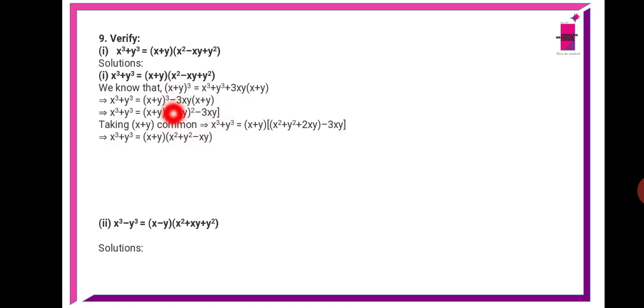Now if you expand x plus y whole square, you will get x square plus y square plus 2xy. So plus 2xy minus 3xy gives you minus xy. So x cube plus y cube can be verified as equal to x plus y into x square plus y square minus xy. Similarly, for x cube minus y cube, we are going to take x minus y whole cube.